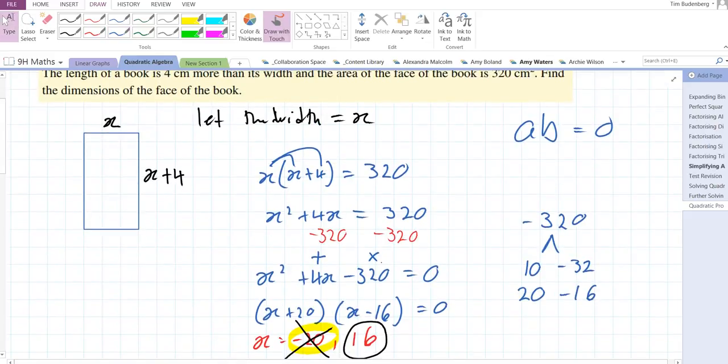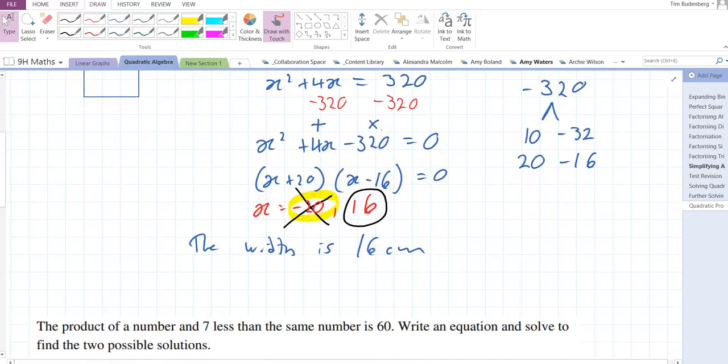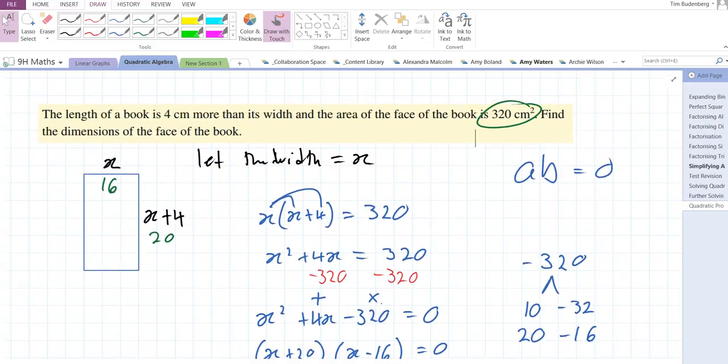And we can check that by thinking, well, if x is 16, the length would be 16 plus 4 is 20. 16 times 20 is indeed the 320. So we know we've got a correct solution. That's the first example done.